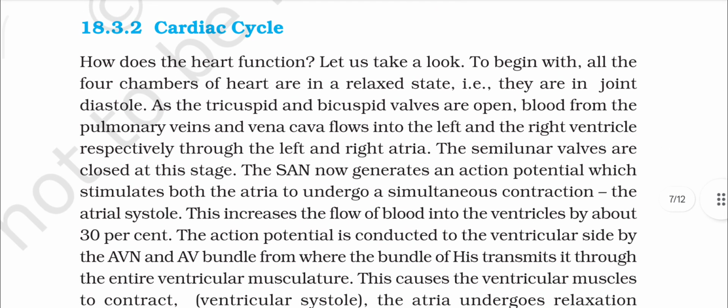Cardiac cycle. How does the heart function? Let us take a look. हार्ट कैसे फंक्शन करता है? चलो इसे देखते नहीं सुनते हैं.